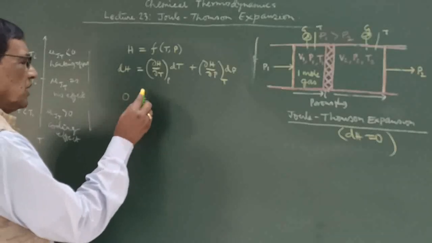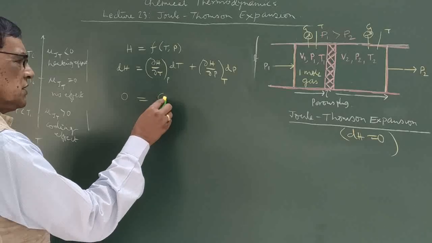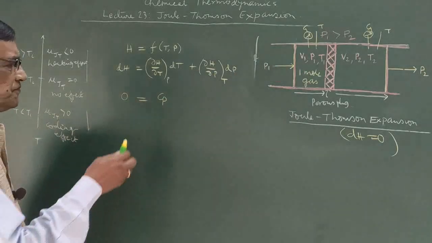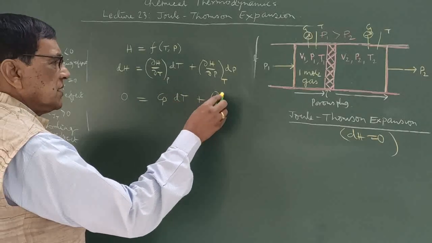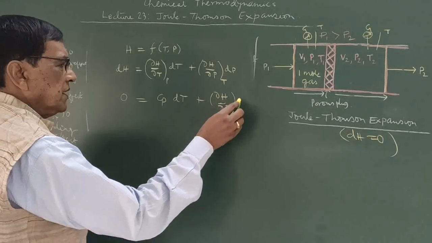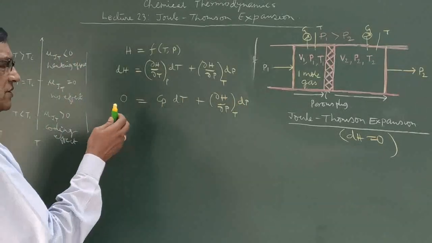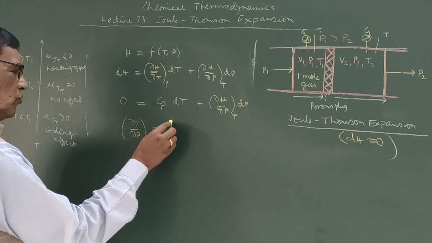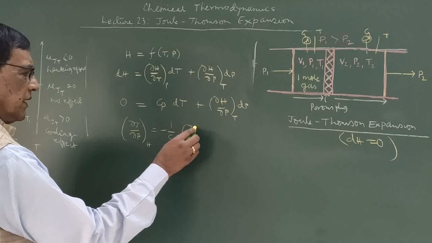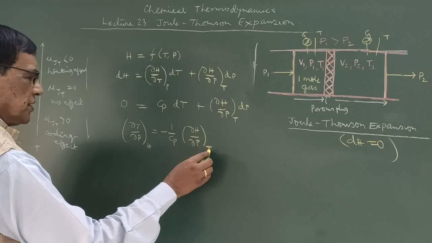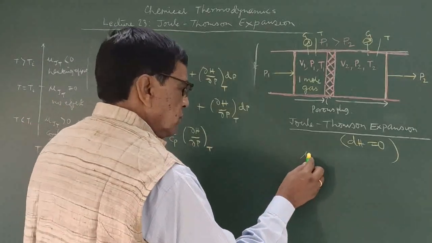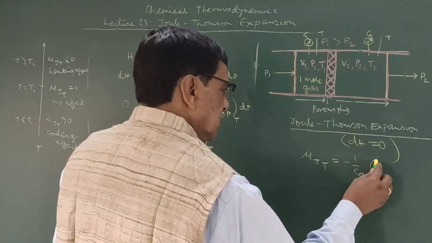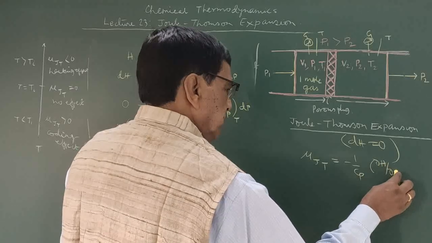So this equals 0, equal to, and this term is very popular. This is called Cp, the molar heat capacity of this gas at constant pressure, into dT, plus (∂H/∂P) at constant T into dP. So rearranging, we can write (∂T/∂P) at constant H equal to minus 1 by Cp into (∂H/∂P) at constant temperature. This one is actually μJT. So μJT, the Joule-Thomson coefficient, is given by minus 1 by Cp and (∂H/∂P) at constant T.